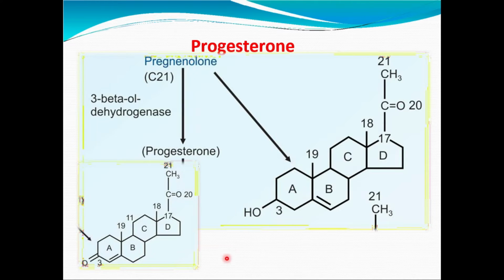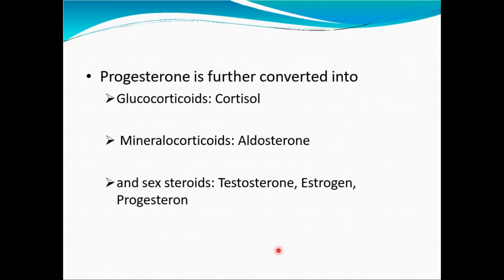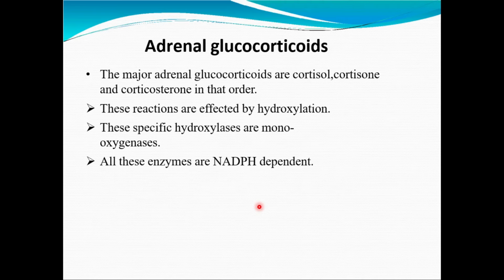Here is the diagrammatic representation of conversion of pregnenolone towards progesterone. Progesterone is further converted into glucocorticoids. It is the same molecule which is converted into glucocorticoids, for example cortisol, or mineralocorticoids, that is to make aldosterone, or to make sex steroids, for example testosterone, estrogen, or progesterone.